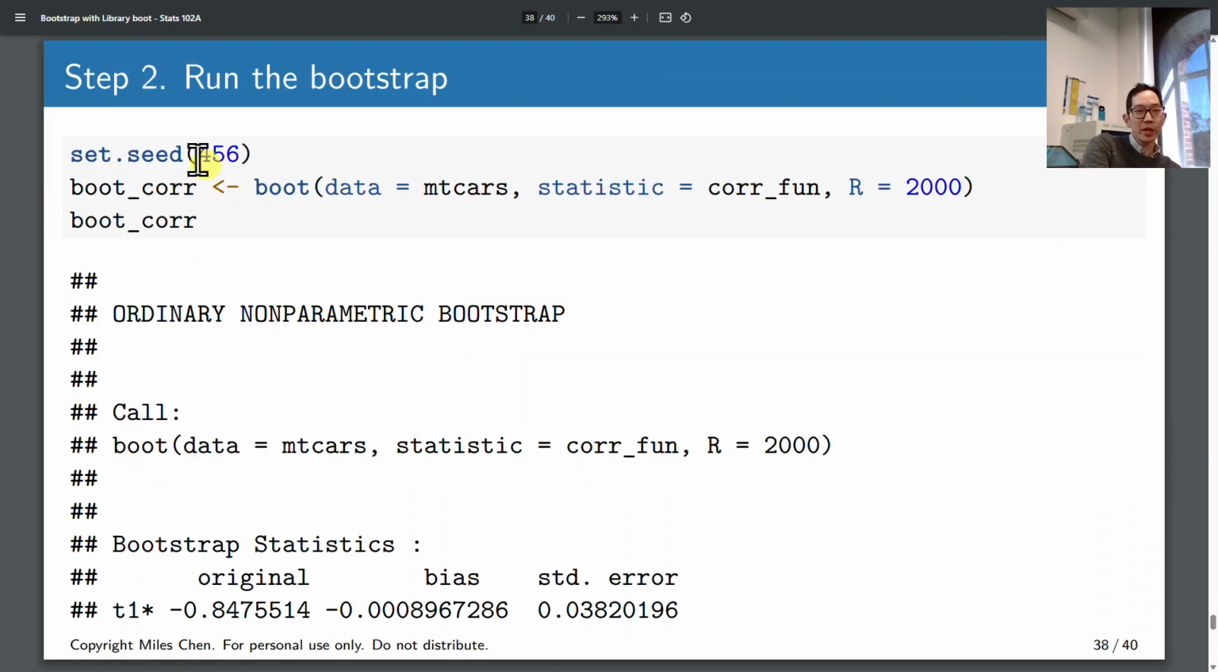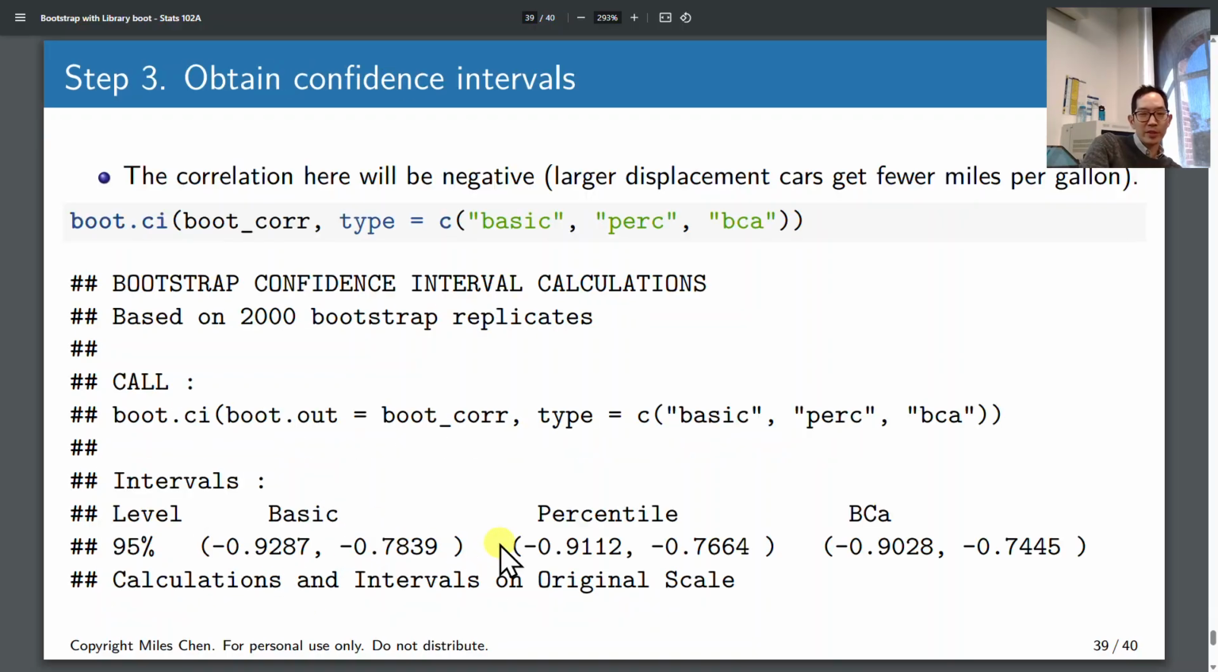And then to run bootstrap, I say the data is going to be mtcars. The statistic I want to calculate is going to be found using the correlation function. Give me 2,000 replicates. Okay, so here's my boot correlation. The original correlation I get in the original data was negative 0.847, and these are the resulting confidence intervals. I can say give me bootstrap confidence intervals on the correlation results, and I get my basic interval, my percentile interval, my bias corrected interval, okay? Bias corrected and accelerated interval, I guess.